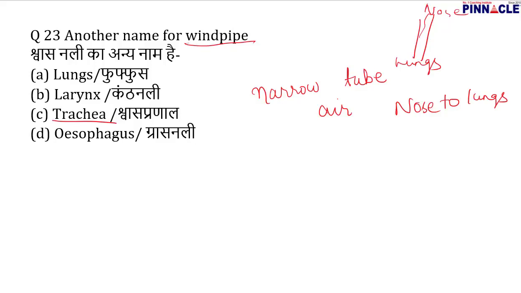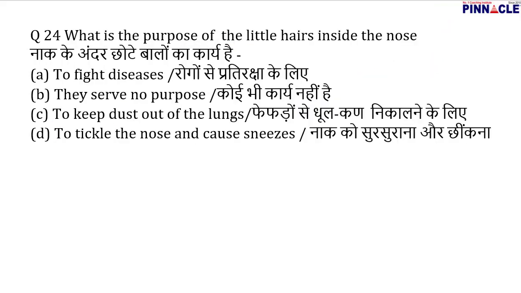Our next question is, what is the purpose of little hairs inside the nose? So we all have seen that inside our nose there are certain little hairs. So we have been asked what is the purpose of those little hairs? So the purpose of those little hairs which are present inside our nose is to keep dust out of the lungs. We don't want the dust particles to reach inside our lungs or disturb its function, and therefore we have those little hairs that keep the dust out of the lungs. For question number 24, C is the correct option.